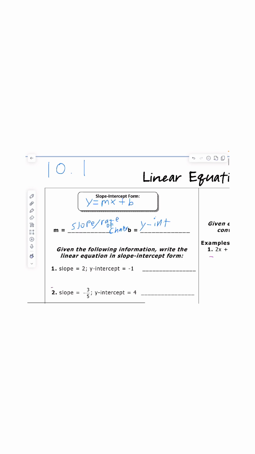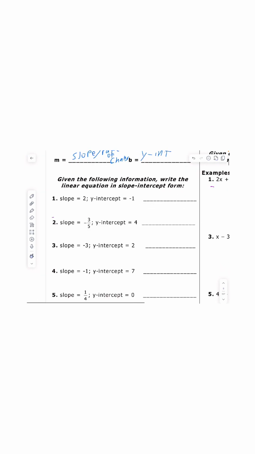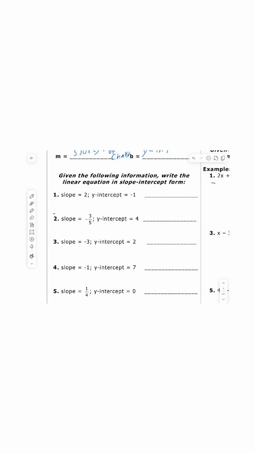Slope-intercept form is already written for you in that box: y equals mx plus b, where the m represents the slope or rate of change, and b represents the y-intercept. So what does that mean when we are given the slope, meaning the direction of the graph going upwards, downwards, all that kind of stuff? And then what is the y-intercept? Well, my slope is 2, so m will equal 2, and my y-intercept is negative 1, so b will equal negative 1.